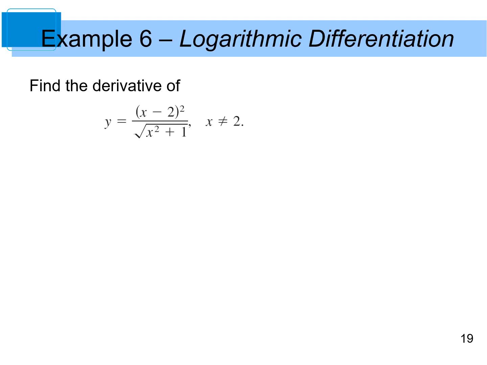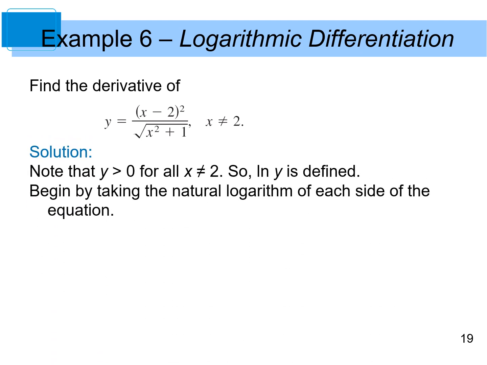So for example, if we want to find the derivative of y equals (x − 2)^2 all over the square root of x squared plus 1, where x is not equal to 2. So here we note that y is greater than 0 for all x not equal to 2, so ln of y is defined. By taking the natural logarithm of each side of the equation, we will be able to differentiate this in a much easier manner instead of using the quotient rule.